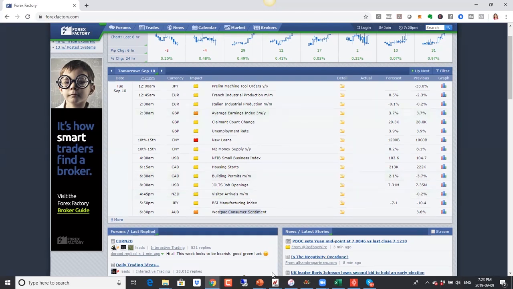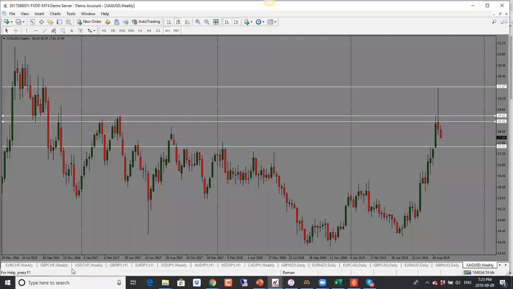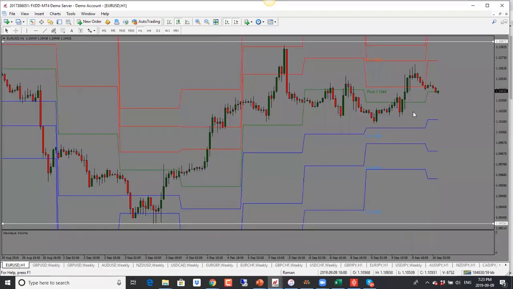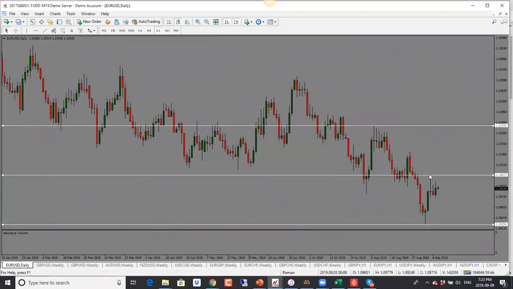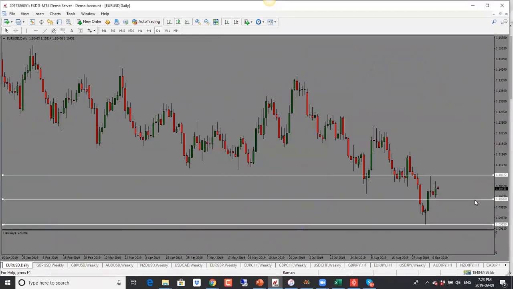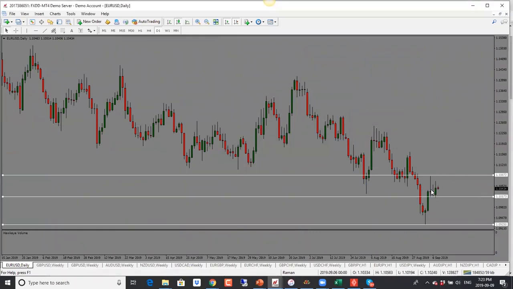All right, so let's go on to our charts. As usual, we'll start off by taking a look at our euro here. With the euro, we have seen it trade in a range over the last few days. We have seen it just go sideways since Friday.